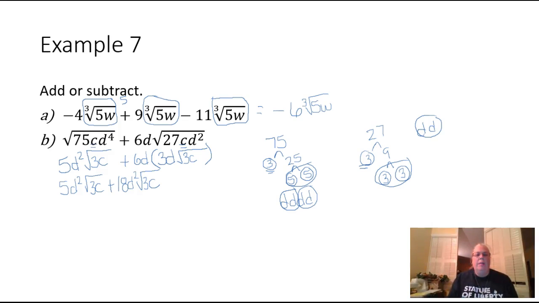And now I can see I'm in the same situation I was up in here. I have the same index. I have the same radicand. Now I can just add my coefficients there. So 5 plus 18 is going to give me 23. And that's 23 of those d squareds. Okay, don't add those together and give me d to the 4th. D to the 2nd times d to the 2nd is d to the 4th. But I have 5d to the seconds over here and 18d to the seconds over there. So altogether I have 23d to the seconds. And don't forget to bring down the square root of 3c there. And now this one has been simplified.